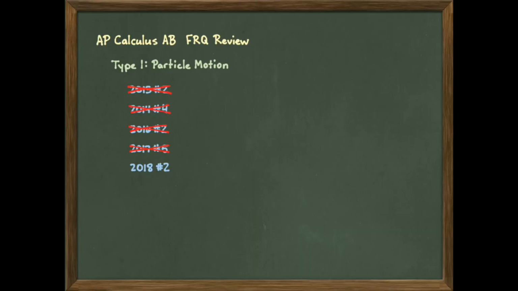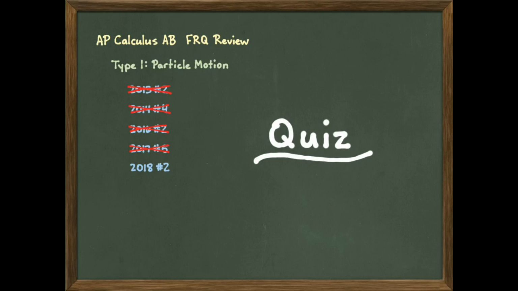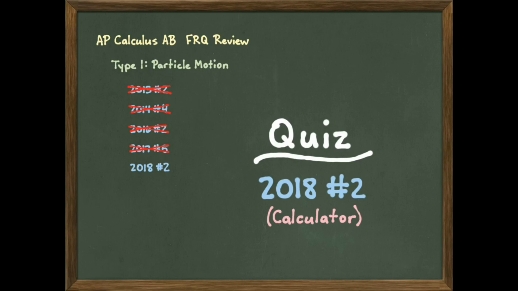So the next one is going to be a quiz. You need to do number 2 of the 2018 questions. Set a timer for 12 minutes. Do this all on your own. This is a calculator-based problem that you're doing. And then go ahead and watch the next video to grade yourself.